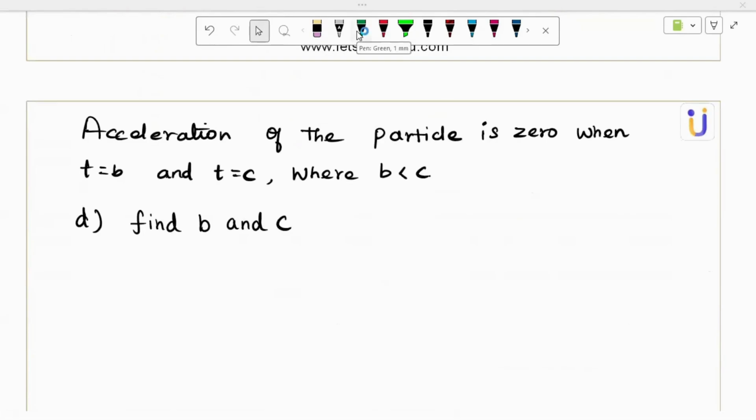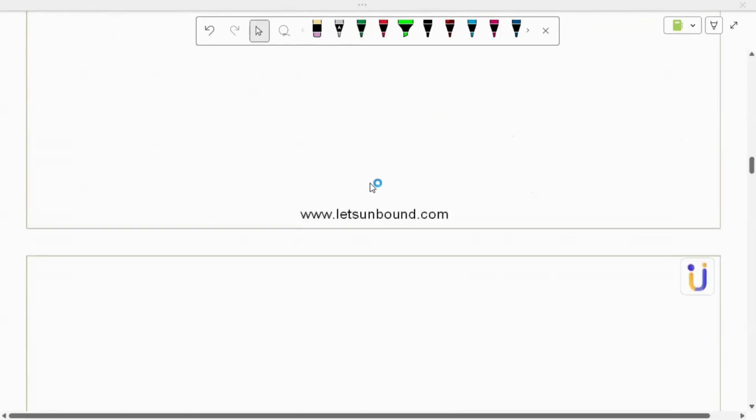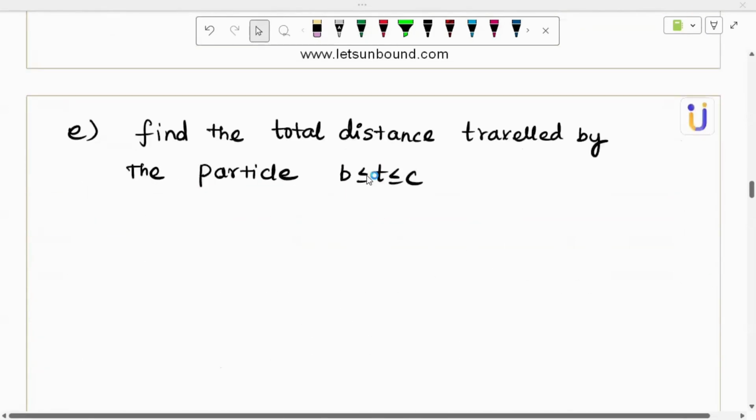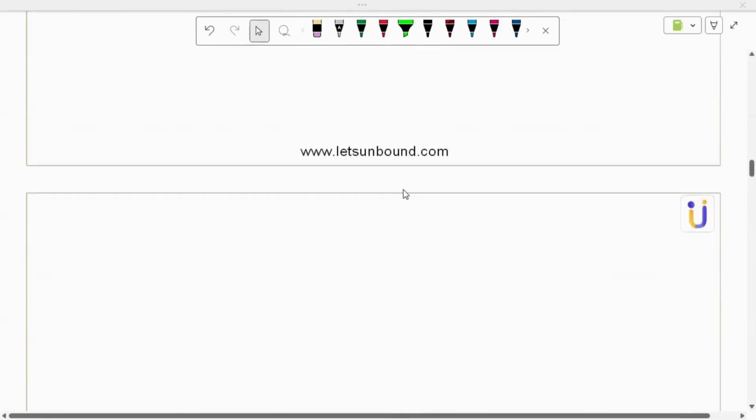Now, this is a description. Acceleration of the particle is 0 when t is b and t is c, where b is less than c. Find b and c. And one more question is, find the total distance traveled by the particle in this particular interval. Let's find b and c.